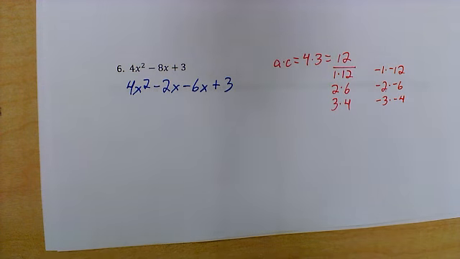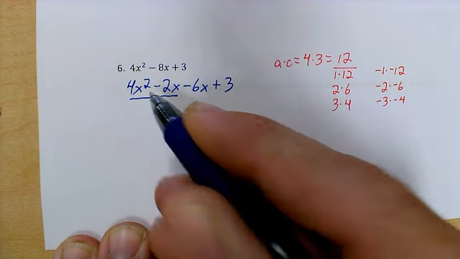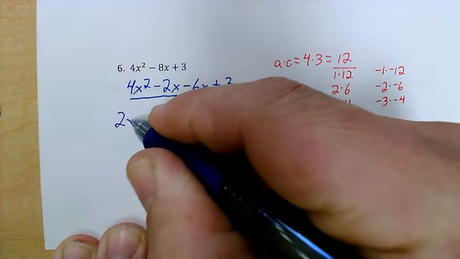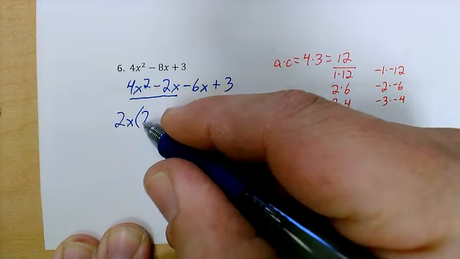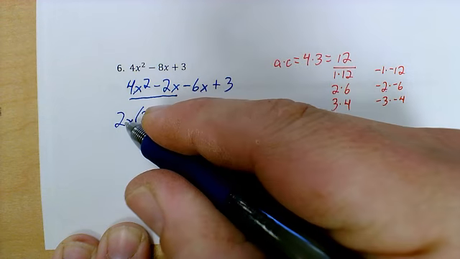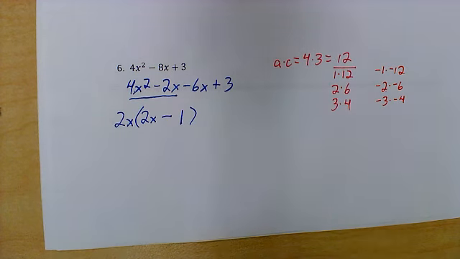Now I've got my 2 groups. Let's take a look at our first group. I've got 4x squared minus 2x. That has a greatest common factor of 2x. 4x squared divided by 2x is 2x. Negative 2x divided by 2x is negative 1. So something divided by itself is 1.